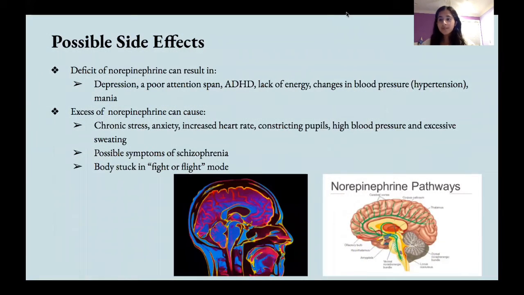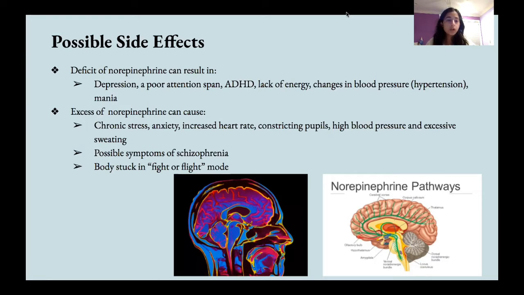So what are the possible side effects of using our drug? One of them is that it could cause a deficit of norepinephrine in the body, and this can result in depression, a poor attention span, ADHD, a lack of energy, and changes in blood pressure, specifically hypertension, as well as mania. And some major conditions also related to low norepinephrine levels are chronic fatigue, hypotension, depressive disorders, and other mood disorders.